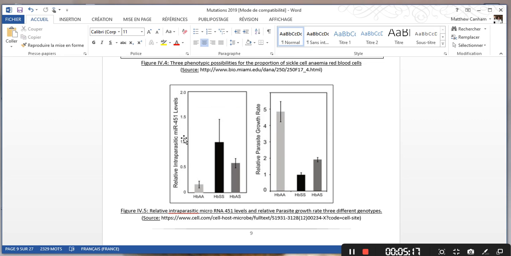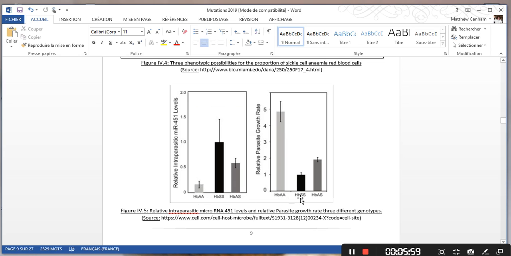It turns out that people who have the HBS allele produce more. So the fact that they have this allele, HBS, means they produce more of this microRNA 451. So people with both alleles, homozygous for the HBS allele, they produce 1. HBA and HBS, so heterozygous, they produce a little bit, roughly half. And those who don't have the HBS allele, they produce much less.